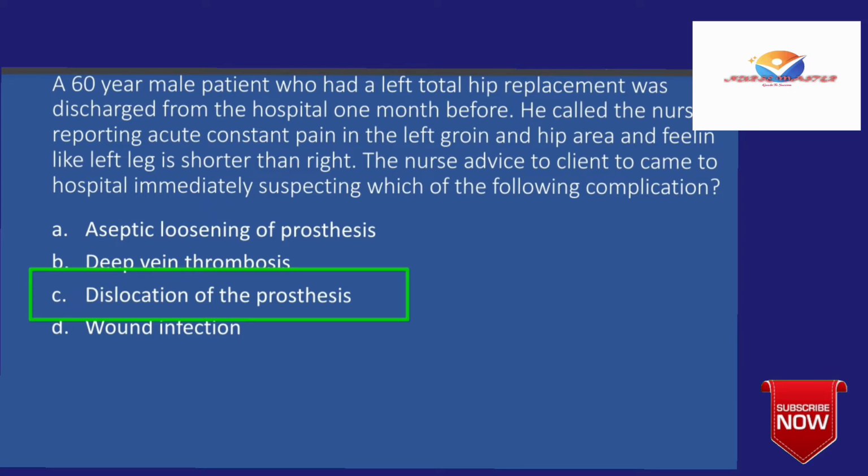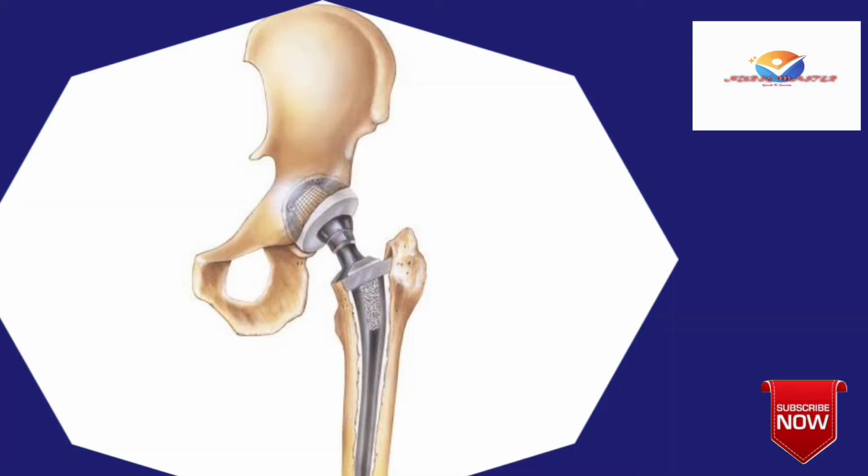Total hip replacement is the removal of the damaged femur head and reaming of the damaged acetabulum, which are replaced with prosthetic components. Indications of total hip replacement are arthritis, damage of hip bone, avascular necrosis of hip bone, and damage of hip joint. Dislocation of prosthesis is the most common side effect of total hip replacement.